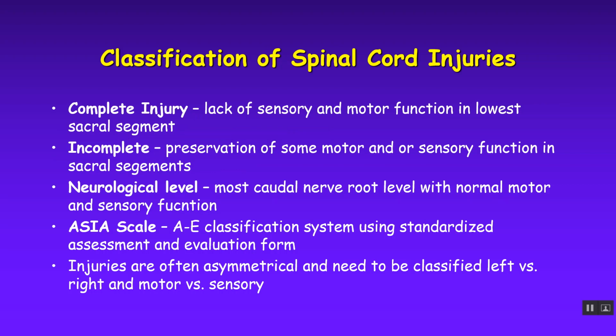Tetraplegia is more common than paraplegia just because the cervical spine is more vulnerable. It's more common to injure your neck and get a spinal cord injury than it is your lower body, than your trunk.